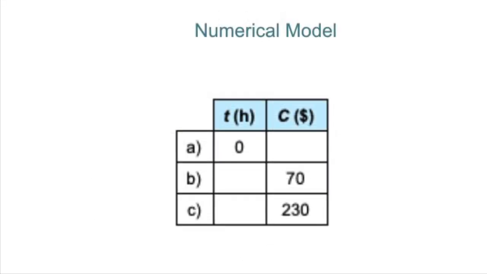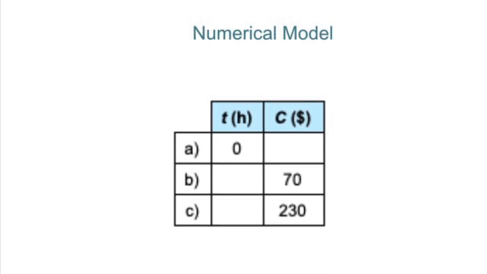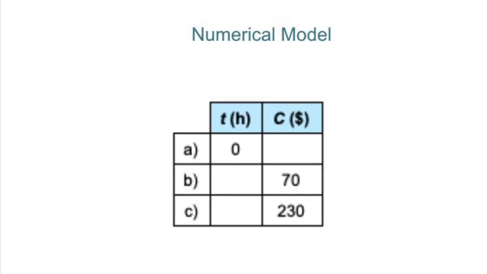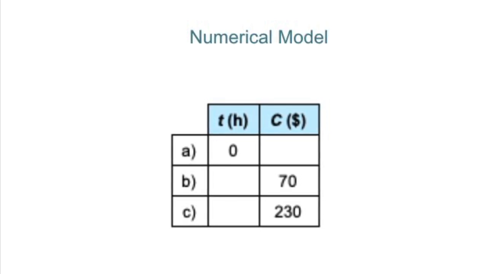And the last model is the numerical model. Numerical model is just a fancy way of saying a table of values. Now this table of values is kind of messy. We know we like our table of values to go 0, 1, 2, 3, 4. This one doesn't. So what we're going to do is make a nice table of values, and then use our nice table of values to complete this not so nice table.